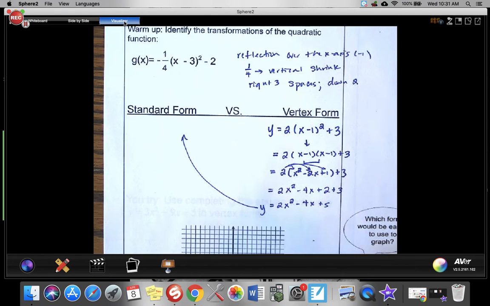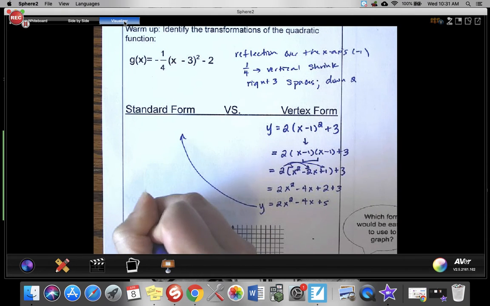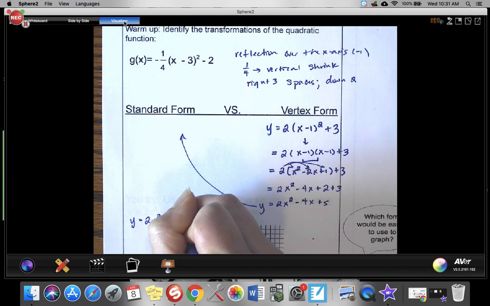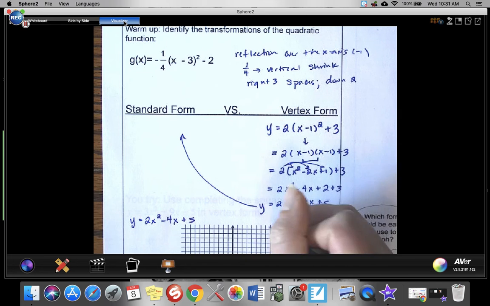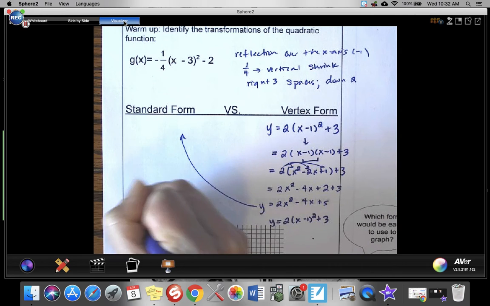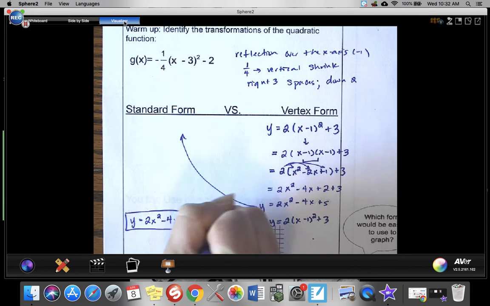So standard form would look like this: 2x squared minus 4x plus 5. And then originally the vertex form was y equals 2 times the quantity x minus 1 squared plus 3. These are my two comparisons.